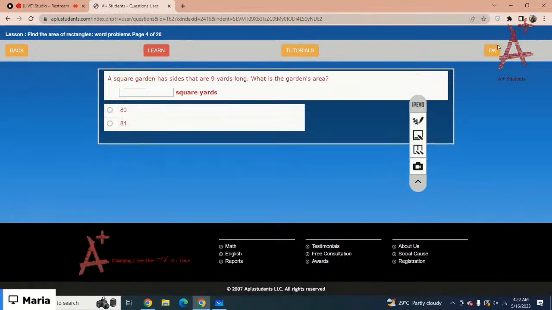Okay, a square garden has sides that are 9 yards long. What is the garden's area? So which is the correct option? It would be 9 yards long. You have to do side times side. 9 times 9 is 81. So it would be 81.